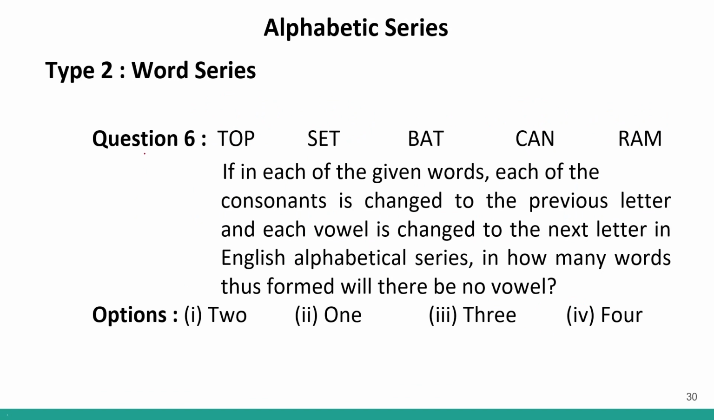Now, question number 6. If in each of the given words, each consonant is changed to the previous letter and each vowel is changed to the next letter. So we'll do the same thing over here. First, what are the vowels? O, E, A and A. These are your vowels. So these will change to the next letter. So B, B, B, F and O will change to P.